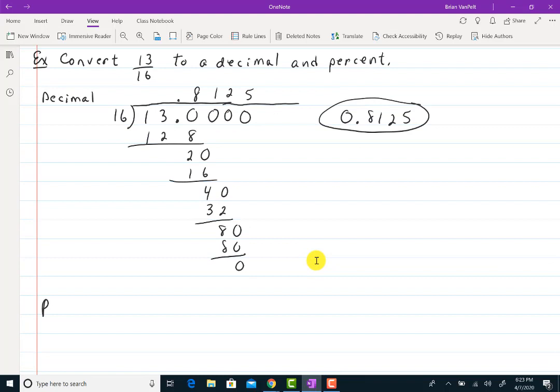Now as a percent, I take my 0.8125, move my decimal to the right 2 places, and I have 81.25%.